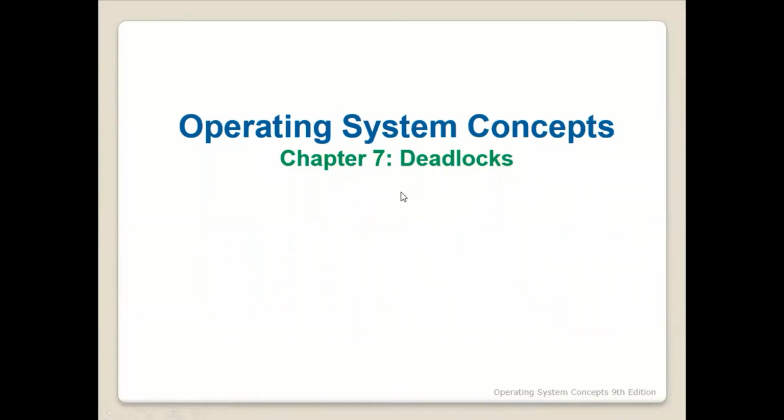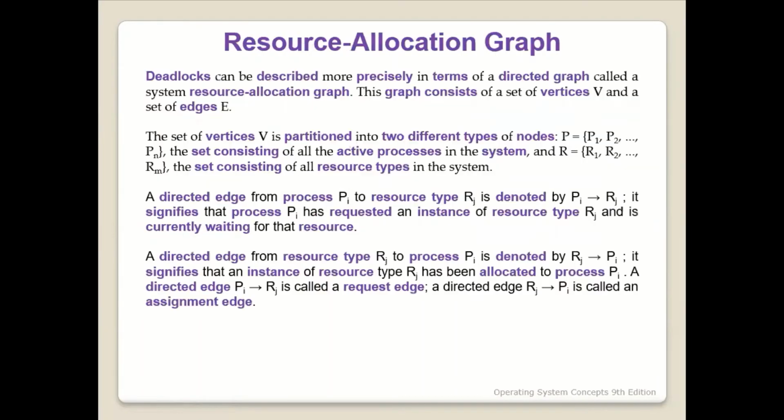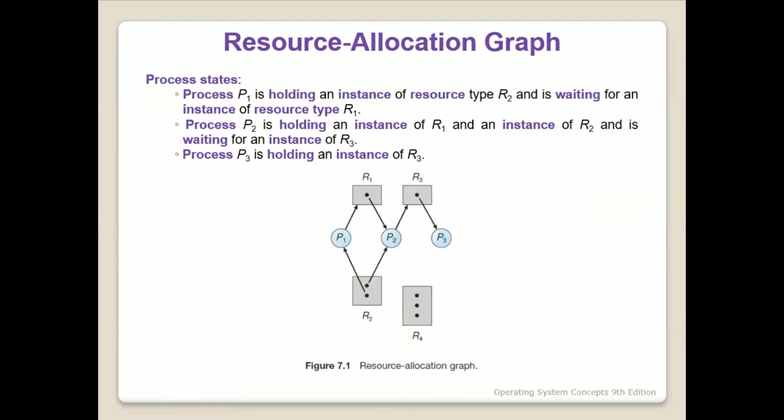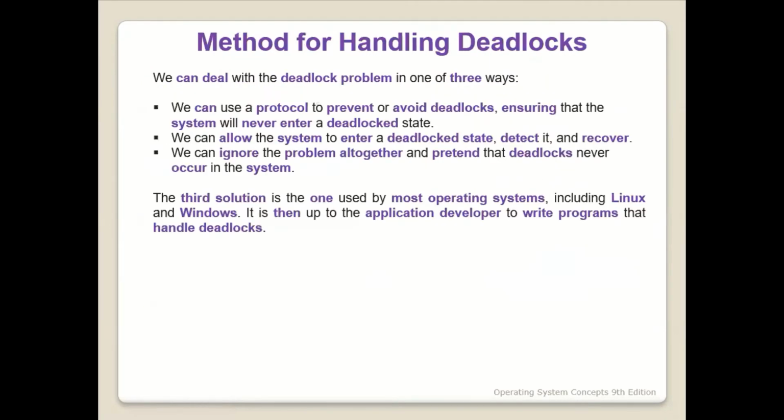Last class we talked about deadlocks, and we continued until the resource allocation graph, and we talked about the three ways of handling deadlocks. Method one is preventing and avoiding deadlocks. The second one is that the system will be able to detect whether a deadlock situation has happened and recover from it. And the third is pretending that deadlocks will not happen in the operating system.